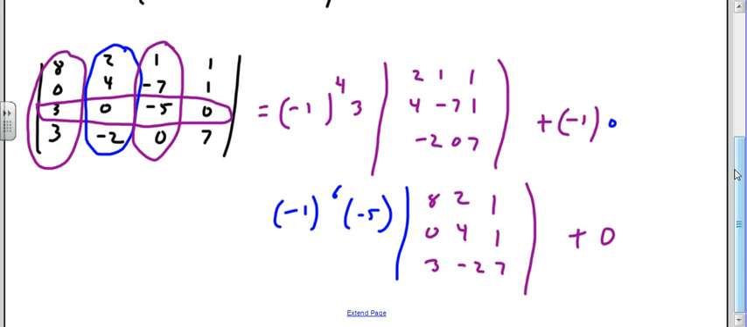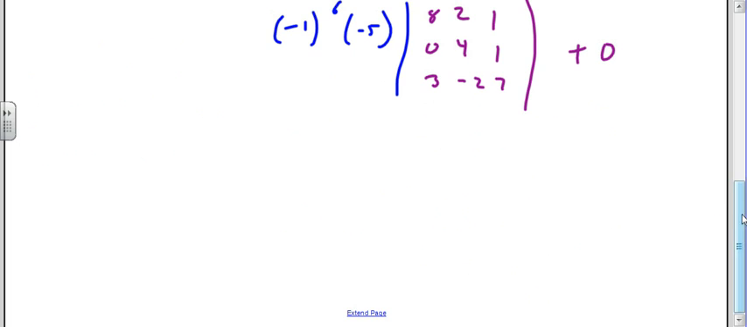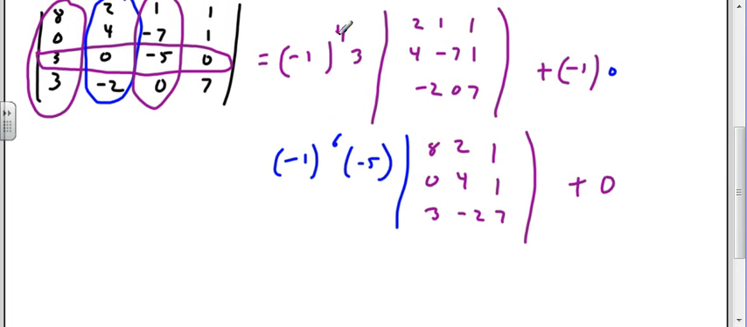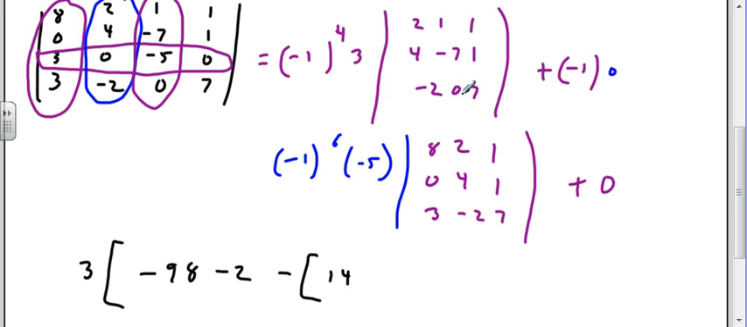Okay, so that should be reasonably okay. So minus 1 to the 4th is plus 1, so I got 3 times 2 times 49, which is 98. So I got minus 98. 1 times minus, so that's minus 2. And then 1, and that's a 0. So I got a 100 minus, going the other way, 14, that's a 0. And 2 times 4 is 28.